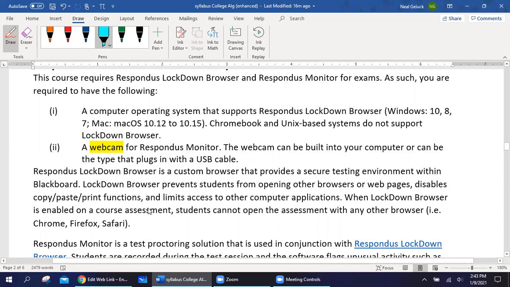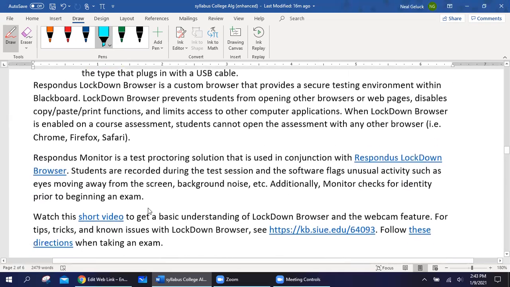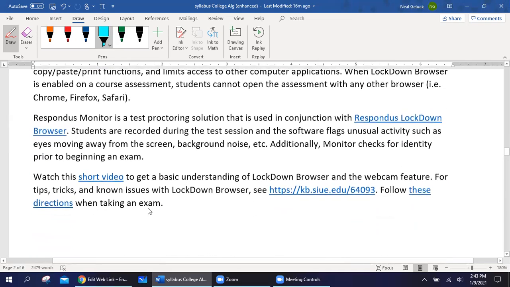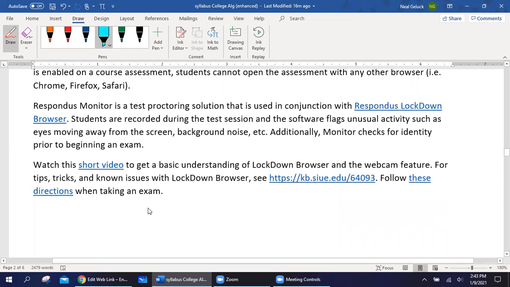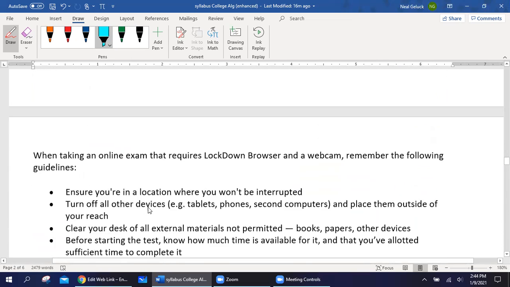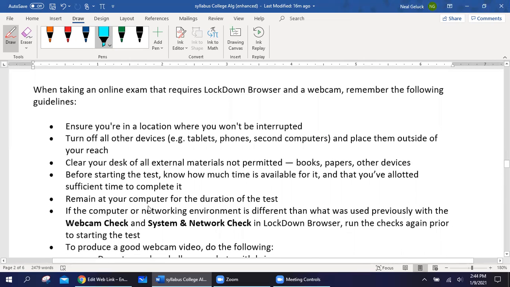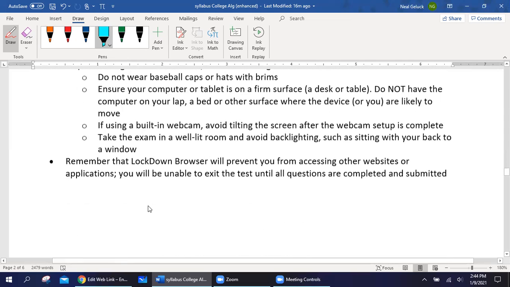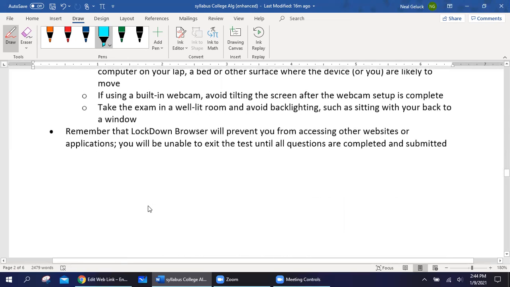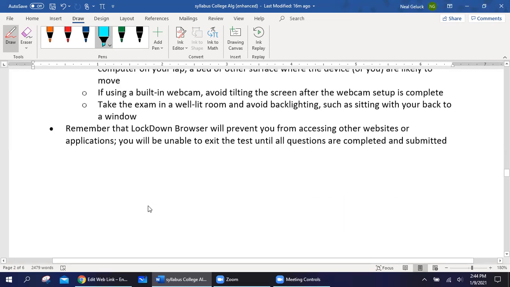So all of this goes through lockdown browser and all that stuff. You can click through these things if you need to. Again, you will have to download lockdown browser, and I will have actually a practice quiz to make sure you properly know how to use lockdown browser. Again, make sure you read through all of this. We'll be using lockdown browser on the exams and the final exam.